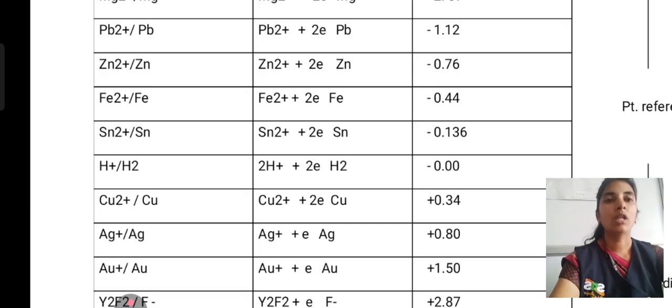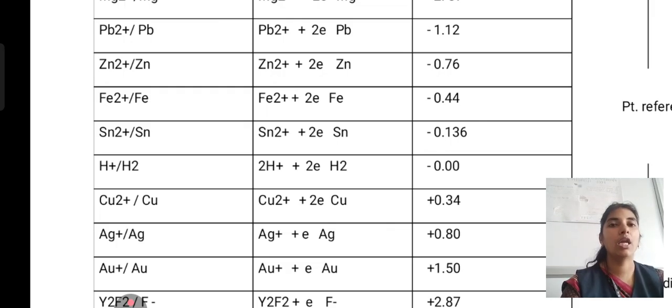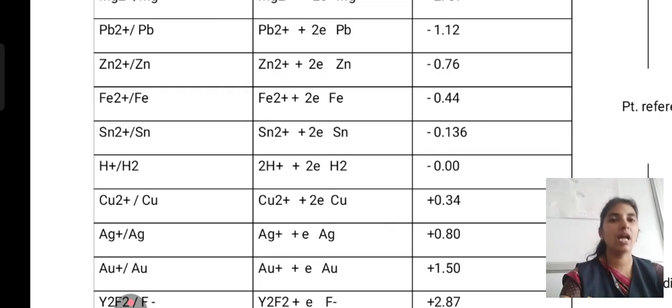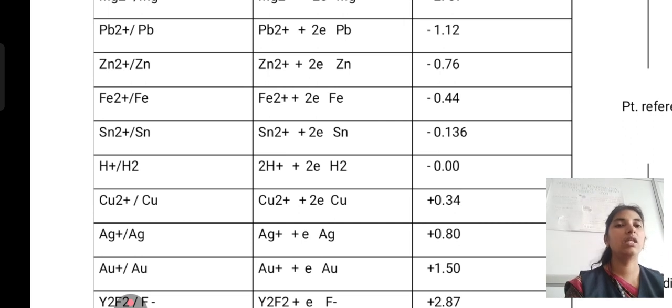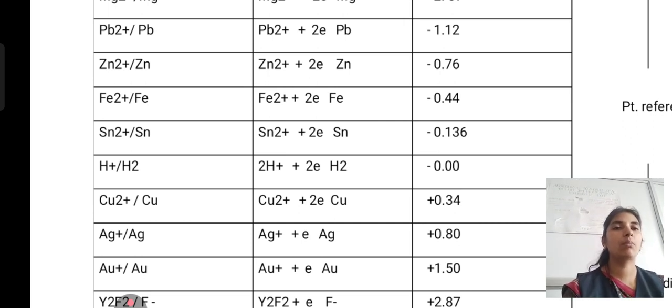that is the cathodic reaction, which has plus 0.80 volts produced, and Au plus bar Au, which has Au plus e Au, plus 1.50, that has cathodic protection, and fluorine, which has a fluorine tendency, has F2 plus 2e gives plus 2.87, which is also the same form of cathodic protection.